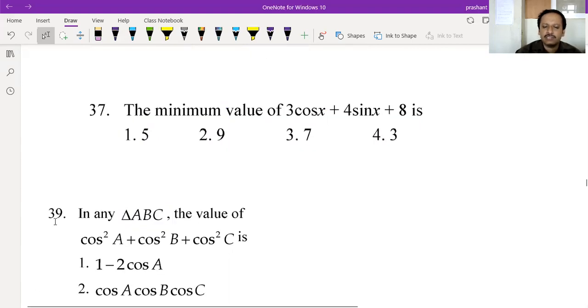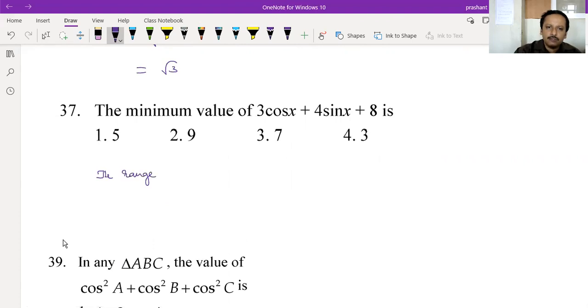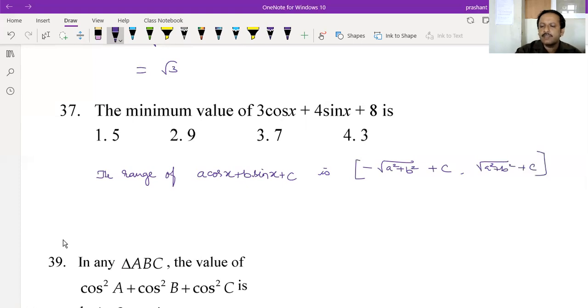The 37th question: the minimum value of 3 cos x plus 4 sin x plus 8. You know this formula: the range of a cos x plus b sin x plus c is minus root of a square plus b square plus c, comma, root of a square plus b square plus c. So this is the minimum value, minus root a square plus b square plus c, and the maximum value is root of a square plus b square plus c.